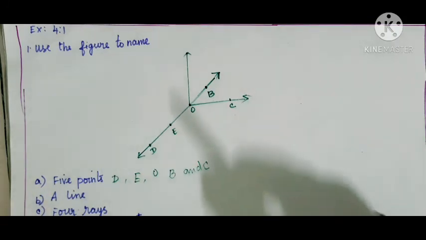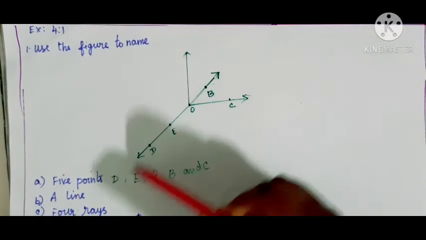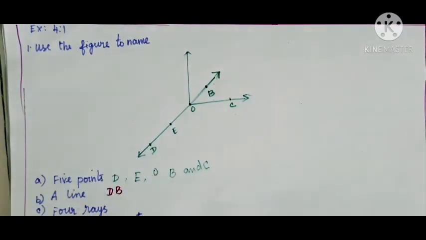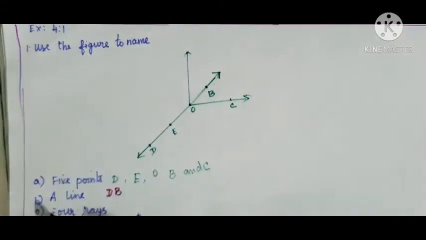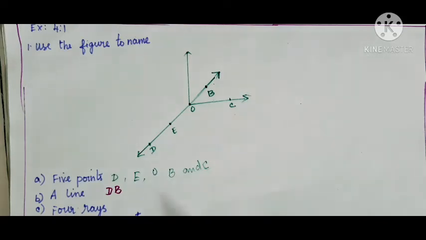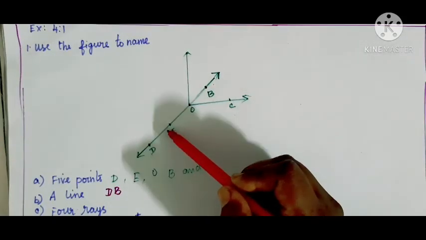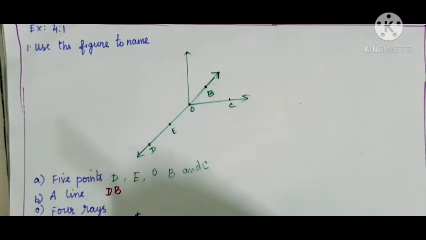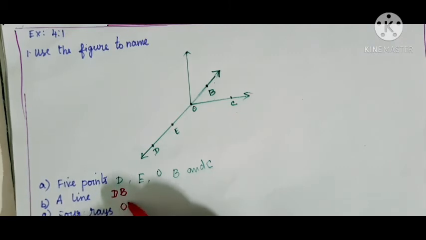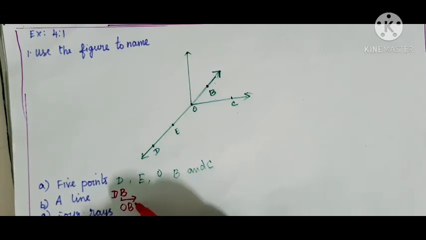Next, a line. Which is a line here? DB is a neat line, isn't it? A line, DB. OC is also a line, but they are asking for a line, so one line is enough. Next, 4 rays. For a ray, the starting point should be there, and there is no ending point. So what can you say for a ray? You can say OB. For ray OB, you can represent it like this: a starting point, but no ending point. It keeps on going.